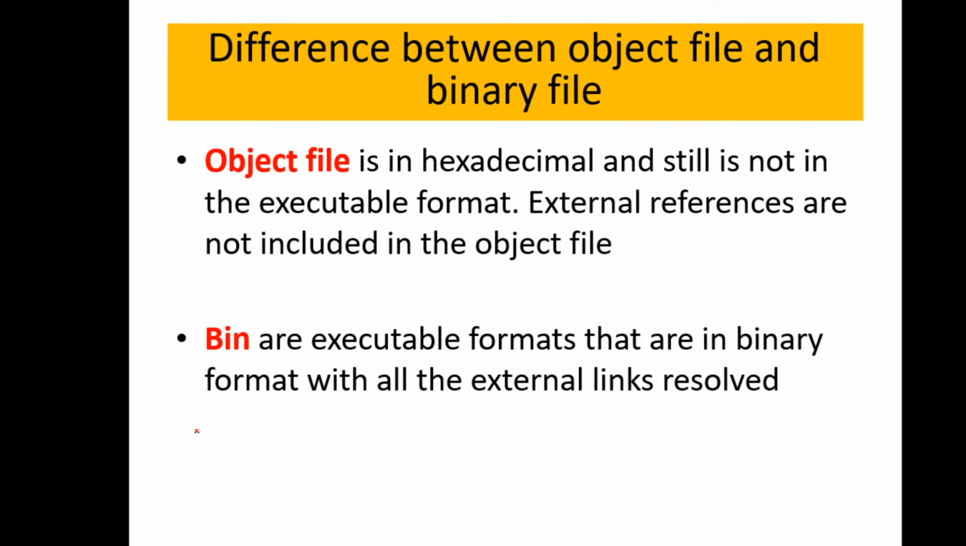So the difference between the object file and the binary file is, the object file will be in the hexadecimal format, but still it is not in the executable format, whereas the external references are not included in the object file. So we have to include all these external references, and we'll be creating a file called bin file. The bin file is in the executable, binary format, whereas the object file will be in the hexadecimal format. In the bin file, all the external links have been resolved and it is interlinked. So it is a complete image which helps us to execute a task.